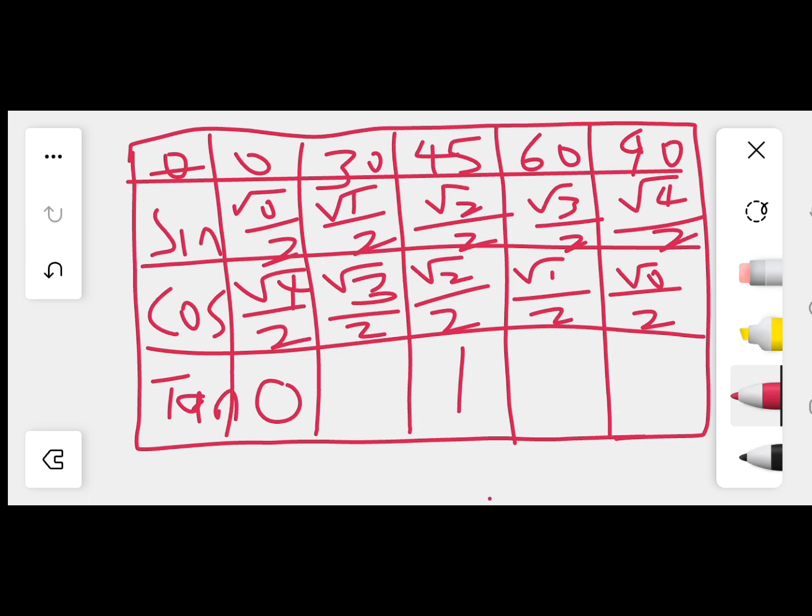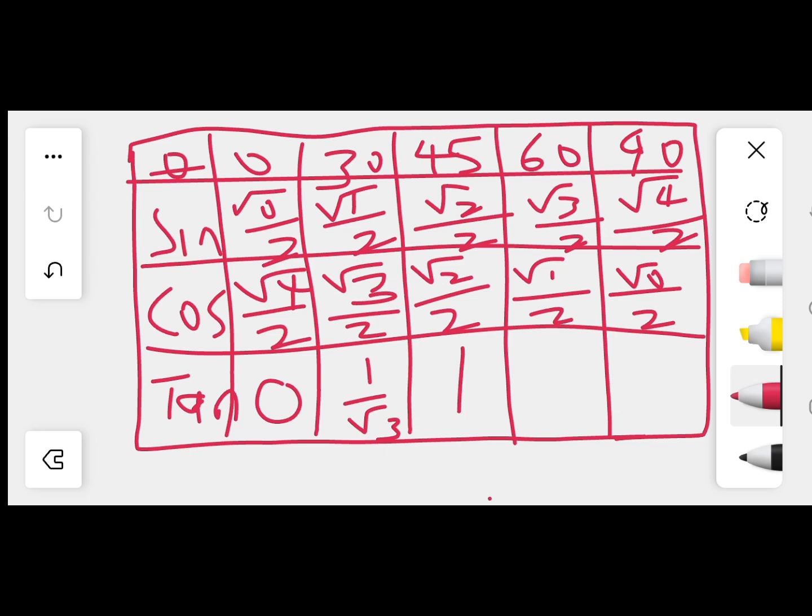Sorry, let me take that again. 1 over 2 divided by what is cos 30? Root 3 over 2. So that would be 1 over 2 multiplied by 2 over root 3. The 2 will cancel the 2 and I have 1 over root 3 left. So my answer is 1 over root 3. And for my tan 60, it's just going to be root 3.